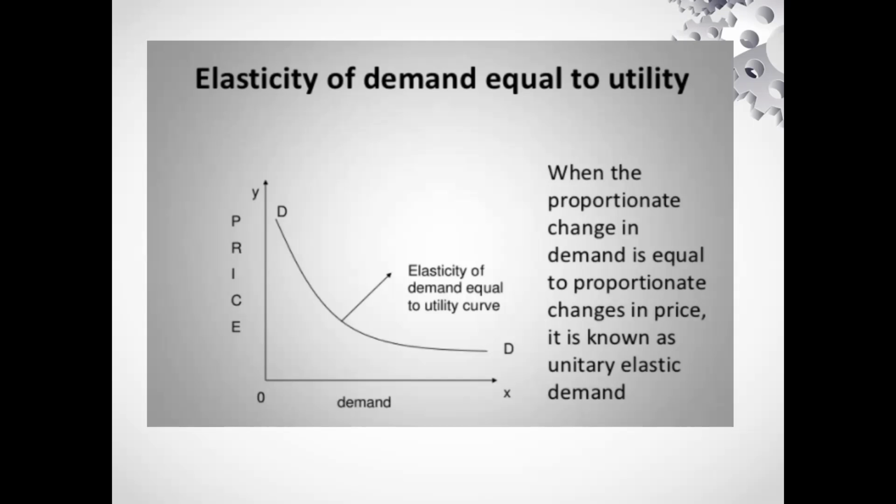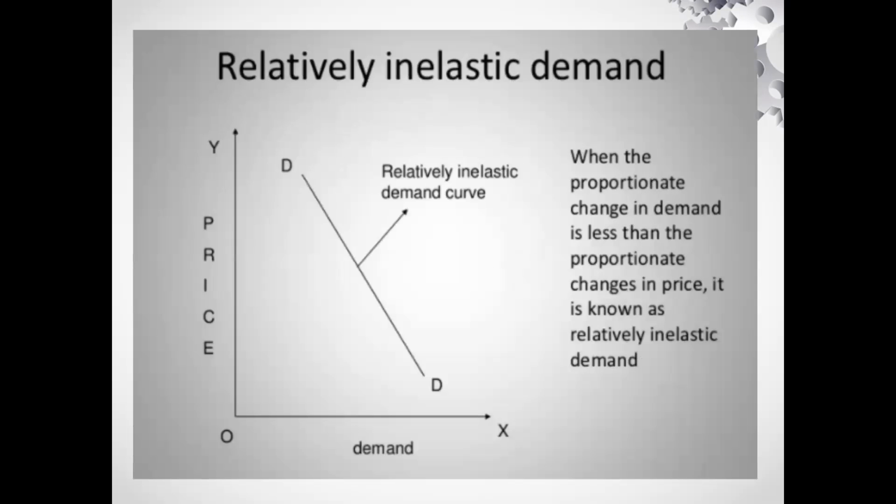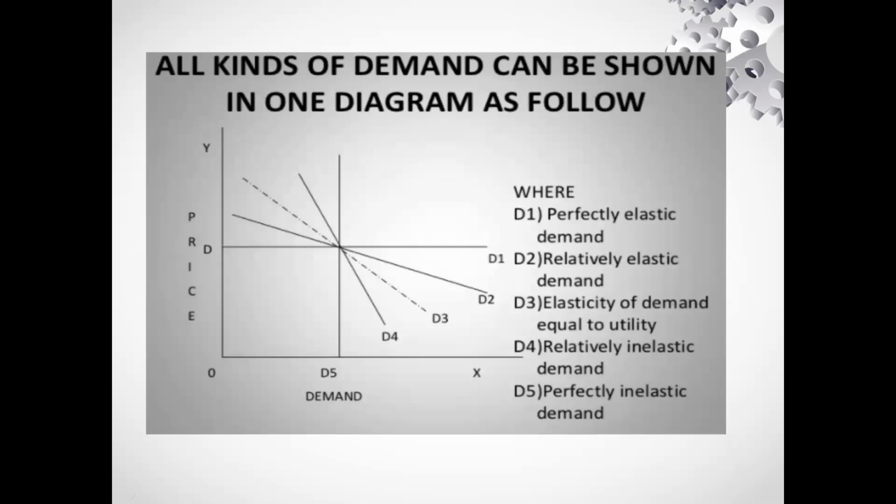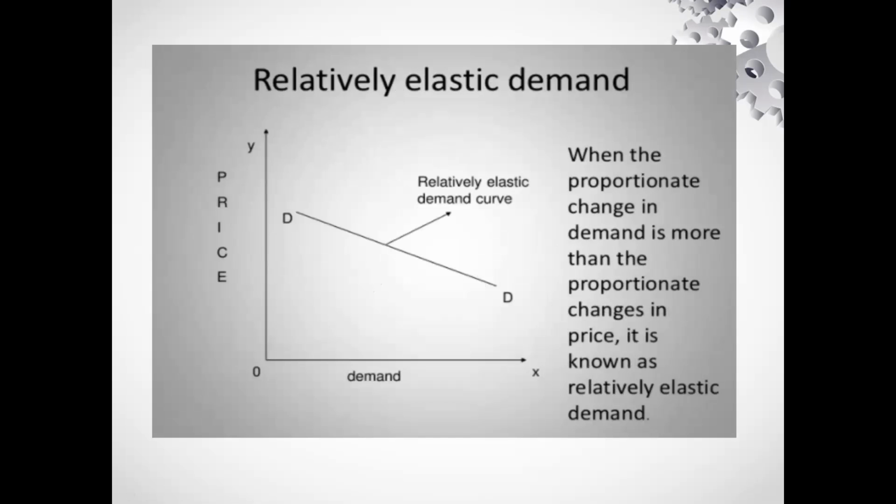Okay, fine. So the next type of demand curve will be relatively inelastic demand. See, when the proportionate change in demand is less than the proportionate change in price, it's known as relatively inelastic. That is, small changes, and see, could you make the difference between them? I'll show you the difference.